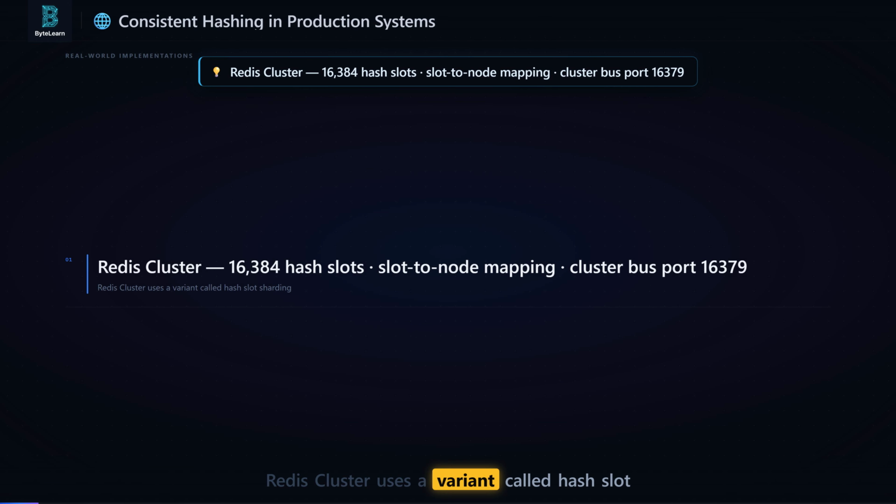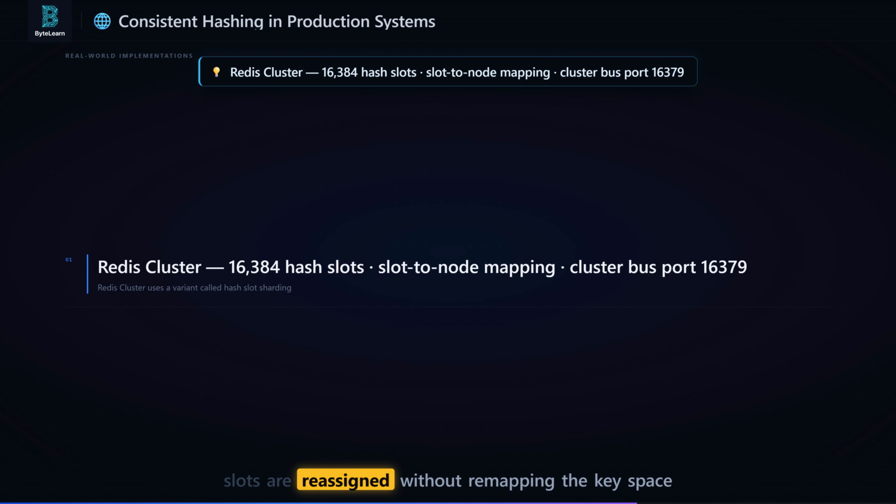Redis Cluster uses a variant called hash slot sharding. The key space is divided into exactly 16,384 slots. Each key maps to a slot by hash of key modulo 16,384. Each node owns a subset of slots. The slot to node mapping is broadcast to all cluster participants via the cluster bus, a separate TCP connection on port 16379. When a node is added or removed, slots are reassigned without remapping the key space computation.